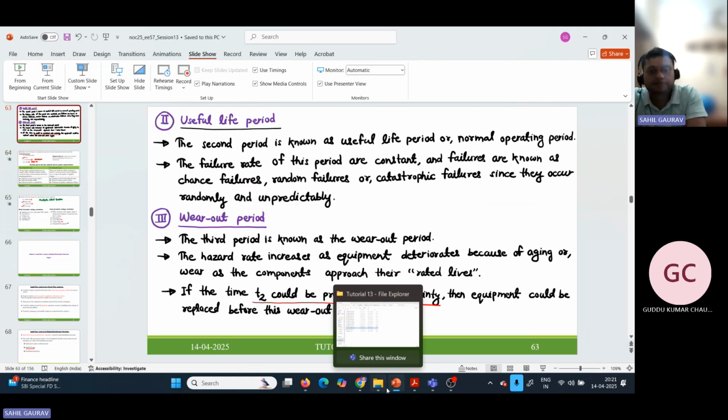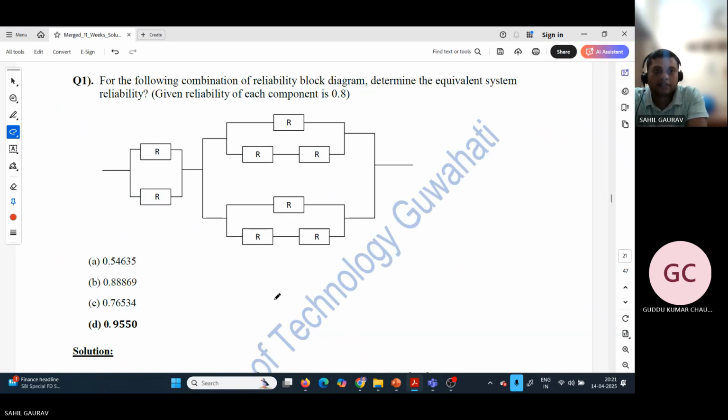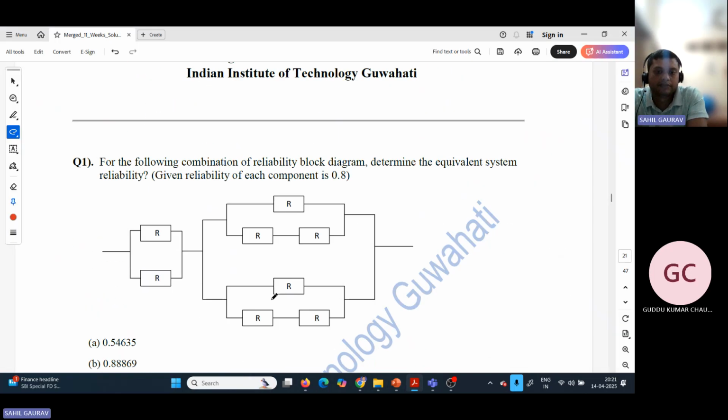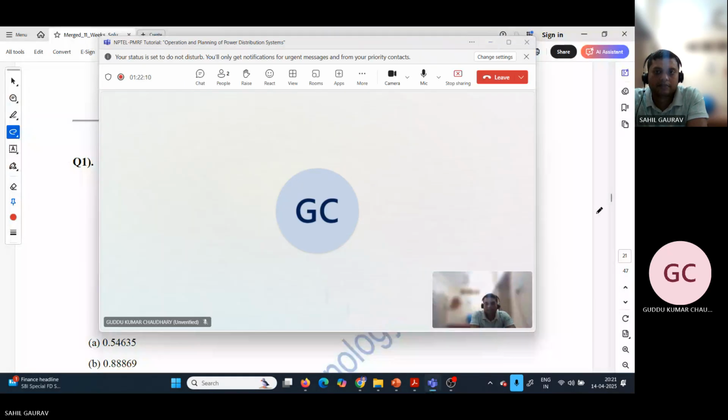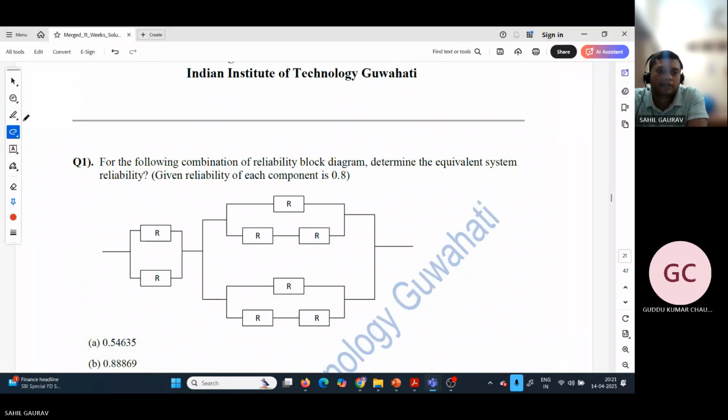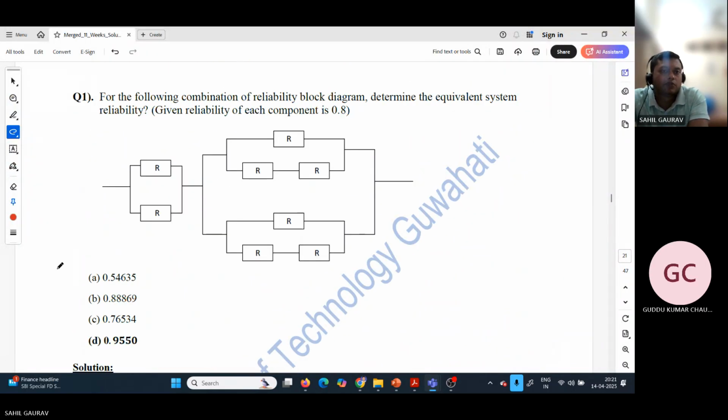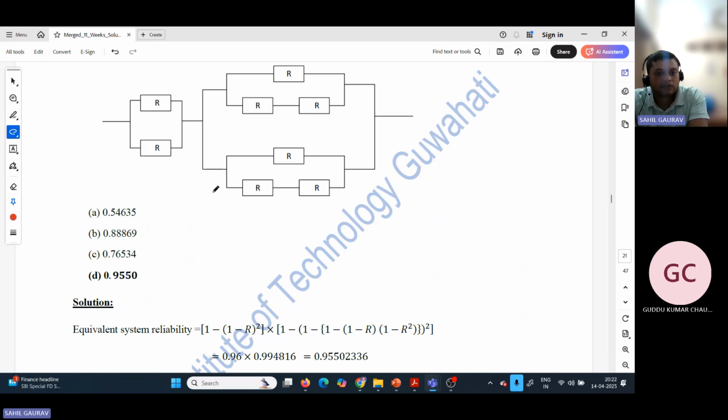So let us see this big six problem. Here, in the first problem, they have this combination of reliability block diagram. You have to find the equivalent system reliability. So for this one part, you consider separately, and then this other part you consider separately.